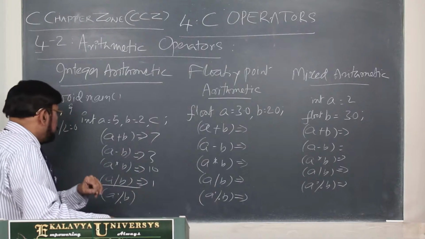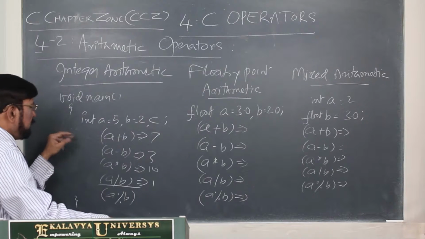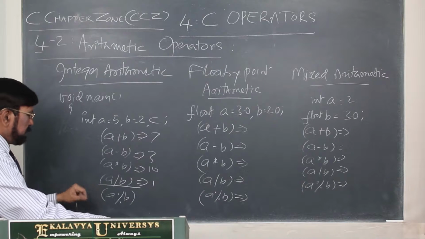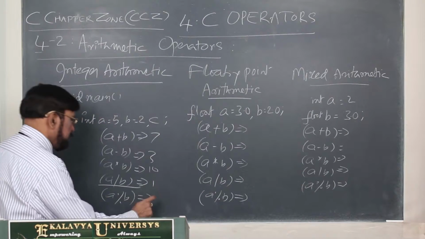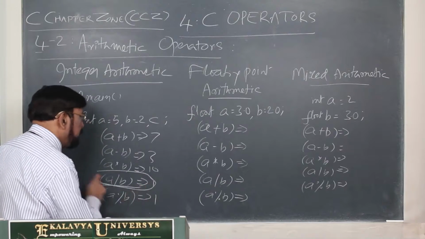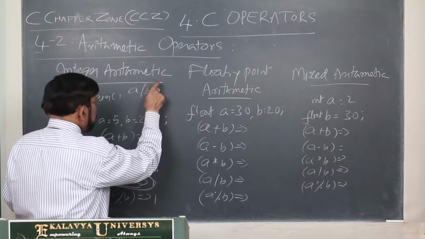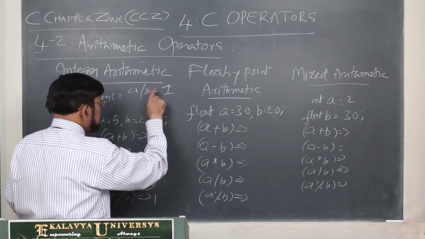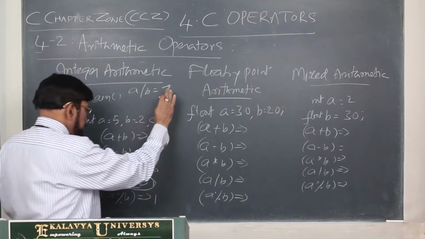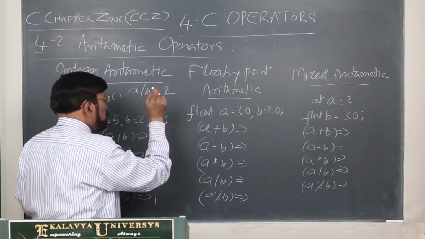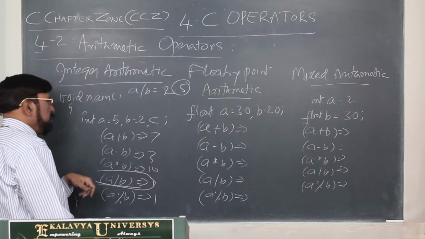You must remember. In this context, I have to draw your attention to a specific point. Here, a modulus b is 1. Only on this let us focus. A by b, as both are ints, the result is 2, not 2.5. You may get a doubt.